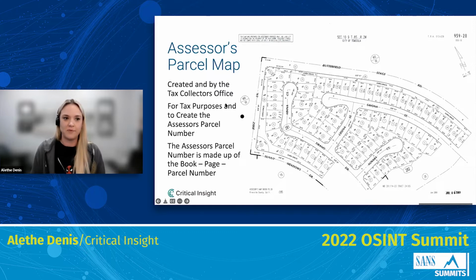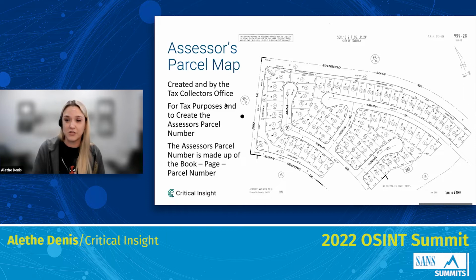An assessor's map is what is created by the assessor's office to map every piece of property that is taxed within the county. This map is what ultimately makes up that assessor's parcel number, or the AIN, APN, that is referenced to a piece of property. And this is important because it's a number that's going to be on every document related to this property.